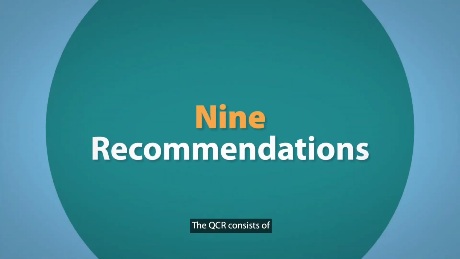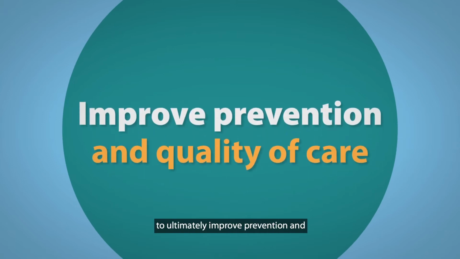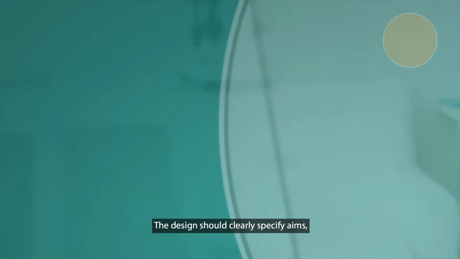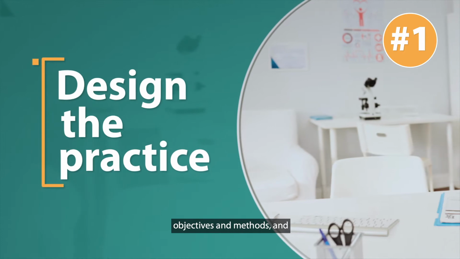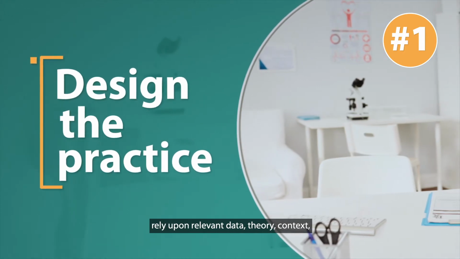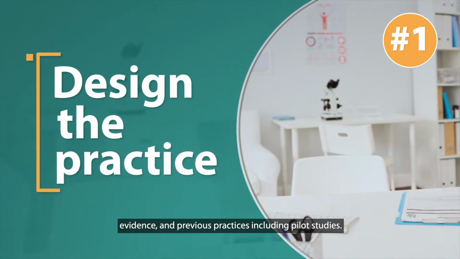The QCR tool consists of 9 recommendations that can be used to ultimately improve prevention and quality of care for people with chronic diseases. The design should clearly specify aims, objectives and methods, and rely upon relevant data, theory, context, evidence, and previous practices, including pilot studies.